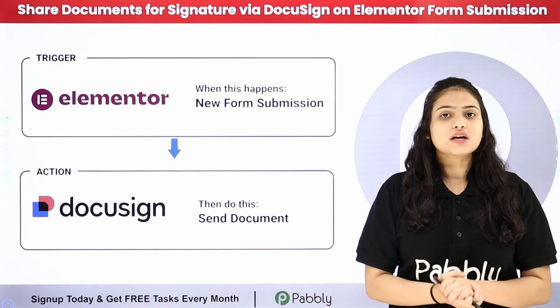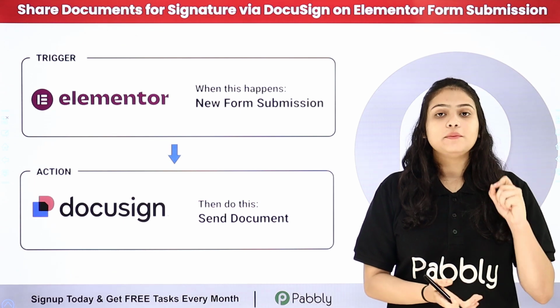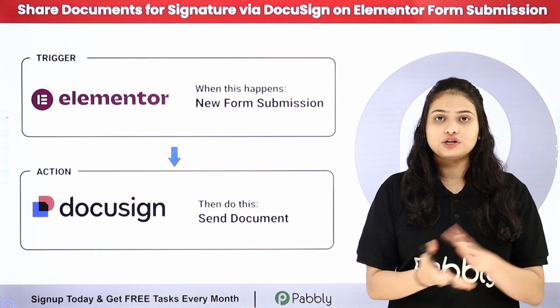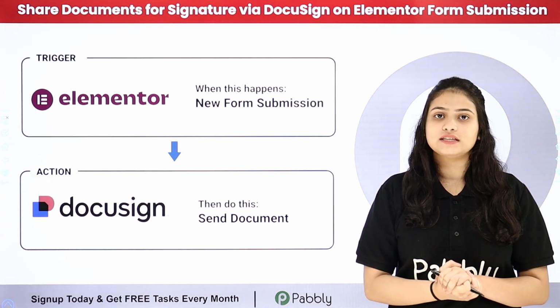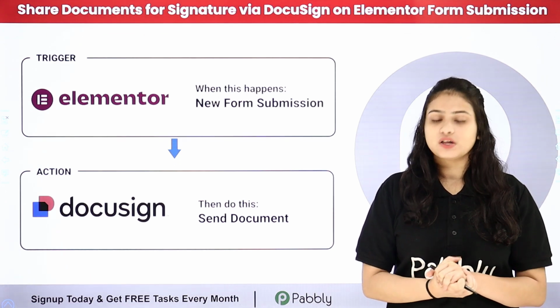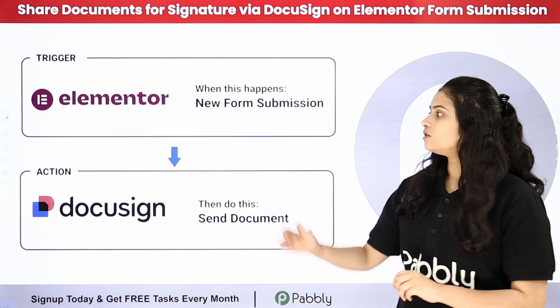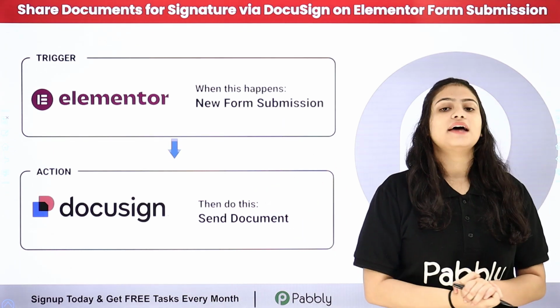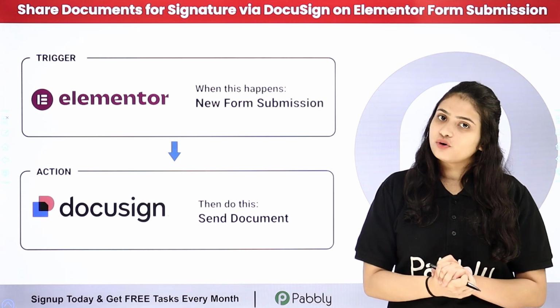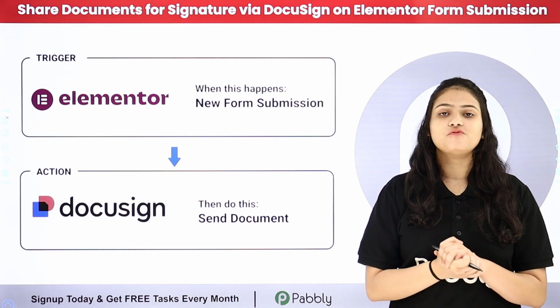Now I want that as soon as they submit this Elementor form, immediately a document should be sent as a contract, a basic contract to all these clients through DocuSign for e-signature. So how are we going to automate this entire process? For this, we will have to set up a connection between Elementor and DocuSign, and that we are going to do without the requirement of any coding and programming skills, simply with the help of Pabbly Connect.